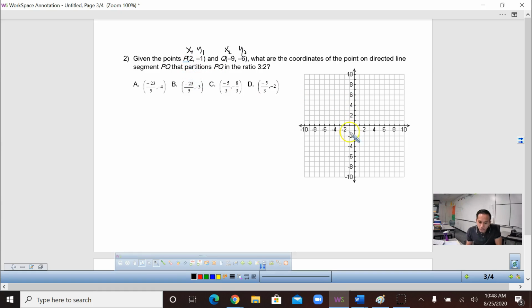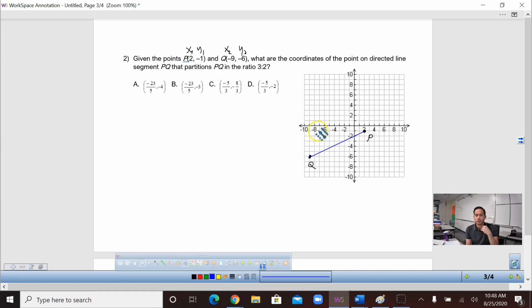I'm going to graph 2, -1. This will be your A, or P, sorry. This is P. And then -9, -6. This is Q. And I'm going to connect this. Maybe I'll use blue color. I'm trying to be as accurate as possible. All right, so this is now your line segment PQ.